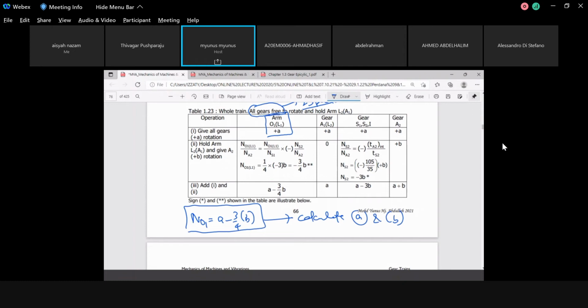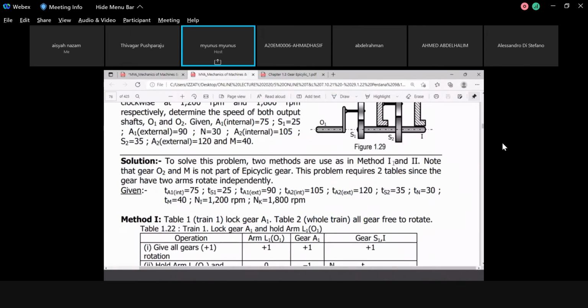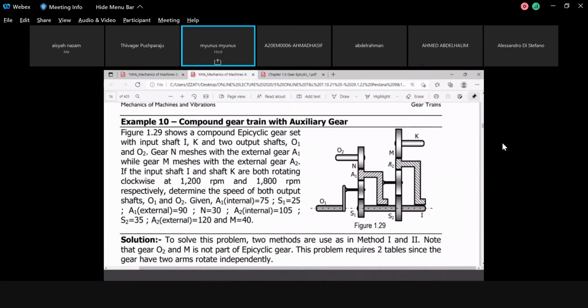So it's obvious, isn't it? They provide you this: gear I running with the speed of 1200. And gear A2 is connected to M, look at it. But K is given as 1800.